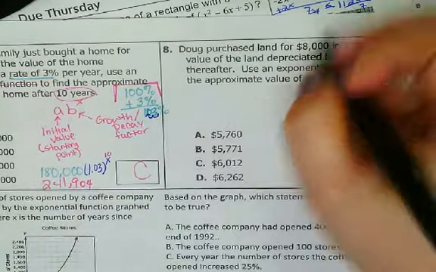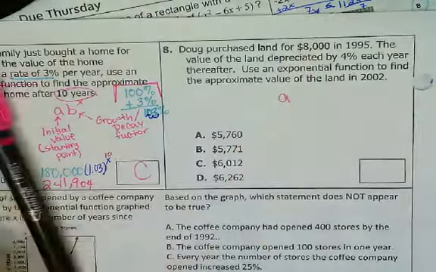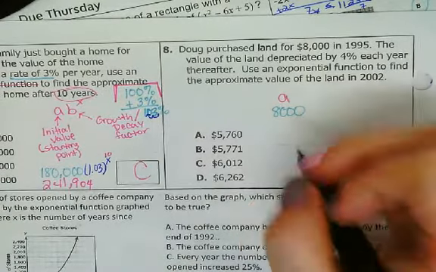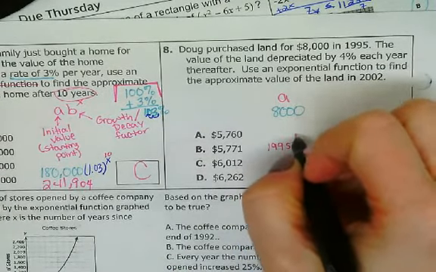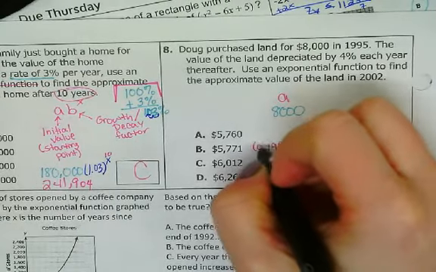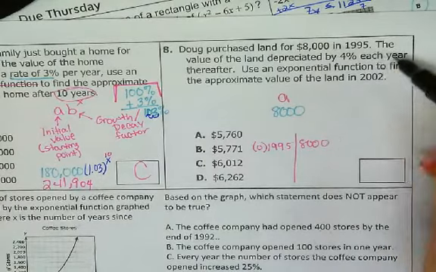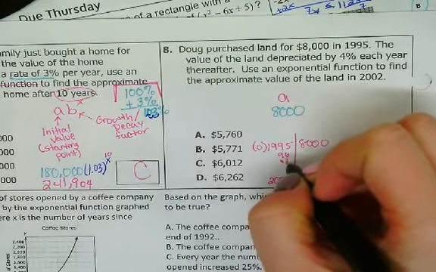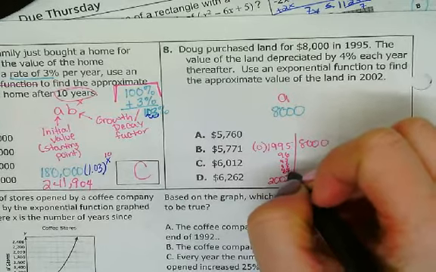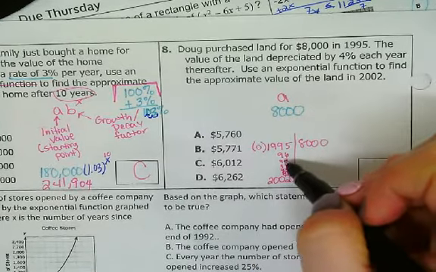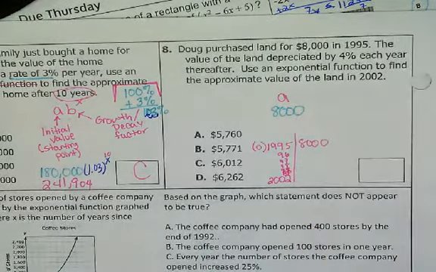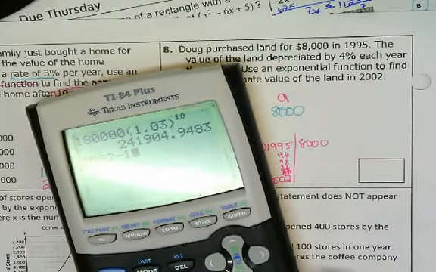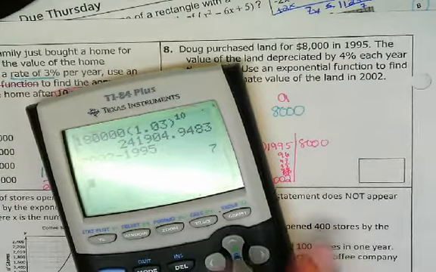Number 8, Doug purchased land for $8,000, so our initial value is $8,000 in 1995. Now 1995 is going to represent year 0, because that's our start. I'm going to put a 0 right here. And then it's going to depreciate, so it's going to go down. We want to know 2002. So we have 96, 97, 98, 99, 0, 0, 0, 1. So we have 1, 2, 3, 4, 5, 6, 7. And you can always double check it. 2002 minus 1995, yep, 7 years later.